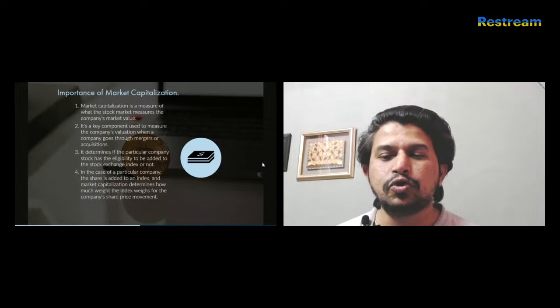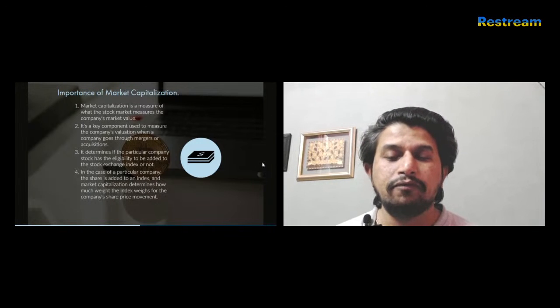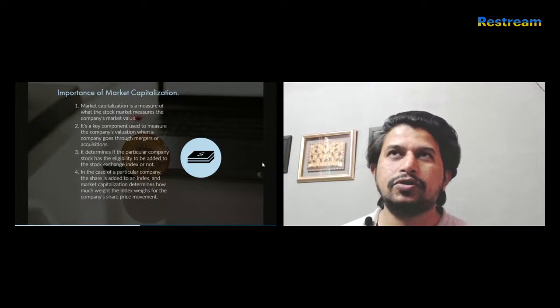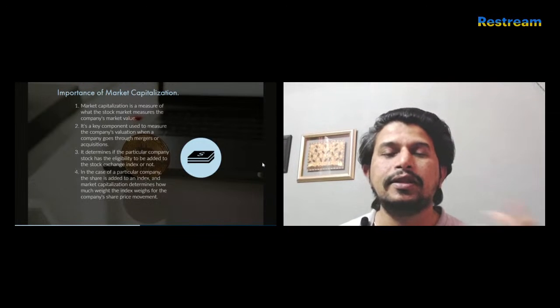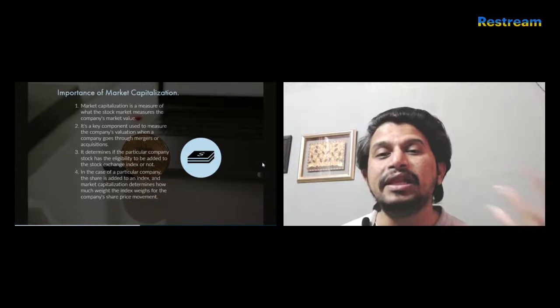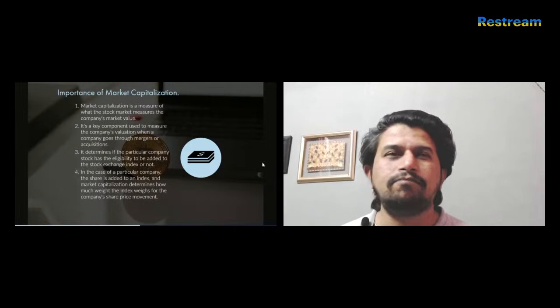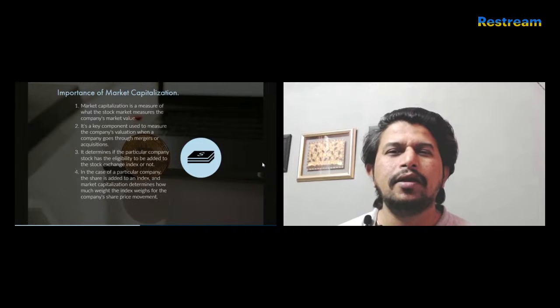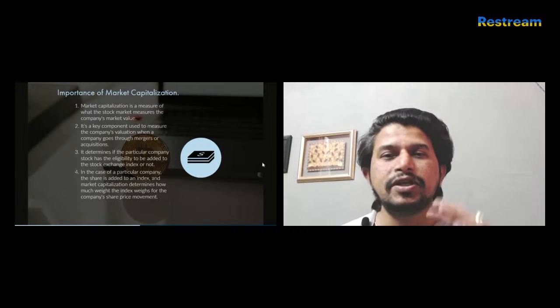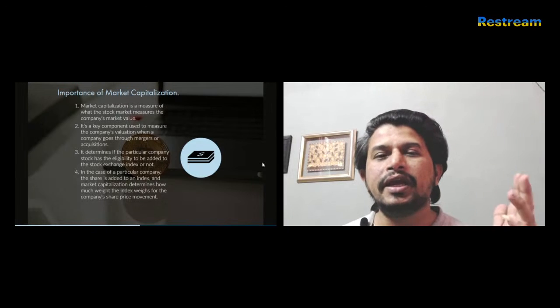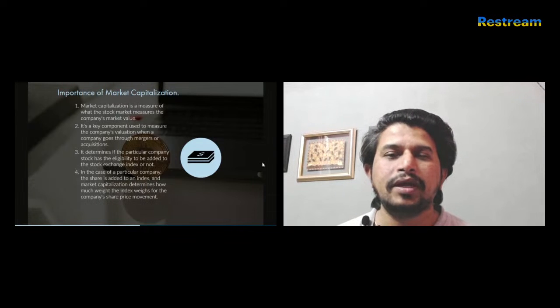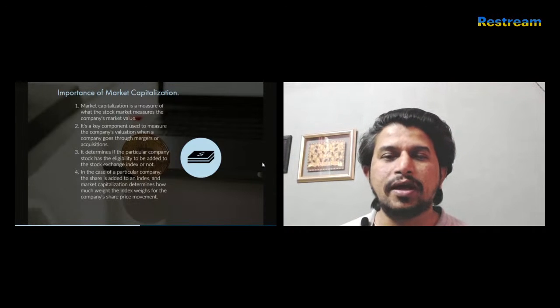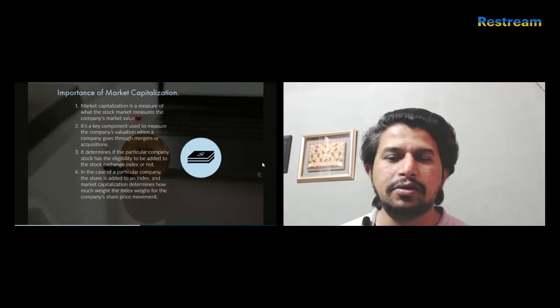It's a key component used to measure the company's valuation when the company goes through mergers and acquisitions. For example, very recently, Byju's was mentioning that their market capitalization is $28 billion. However, a company called Prosus or something, which is a company that has invested in Byju's at $538 million, says that their valuation of 538 million is just around $578 million as of now, which means that Byju's is now valued at $6.2 billion. That's what they mentioned.